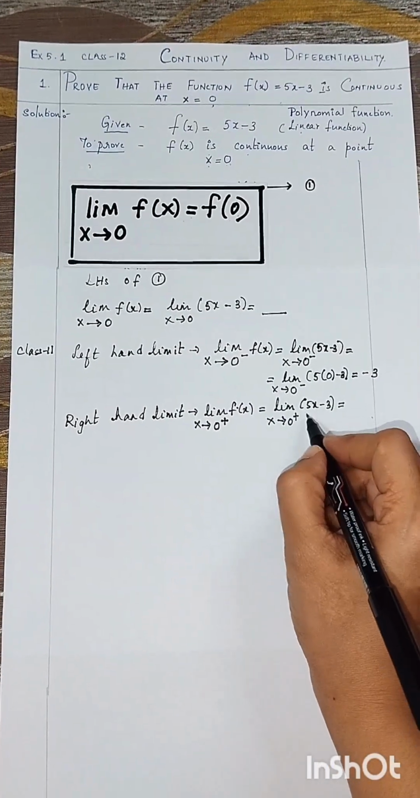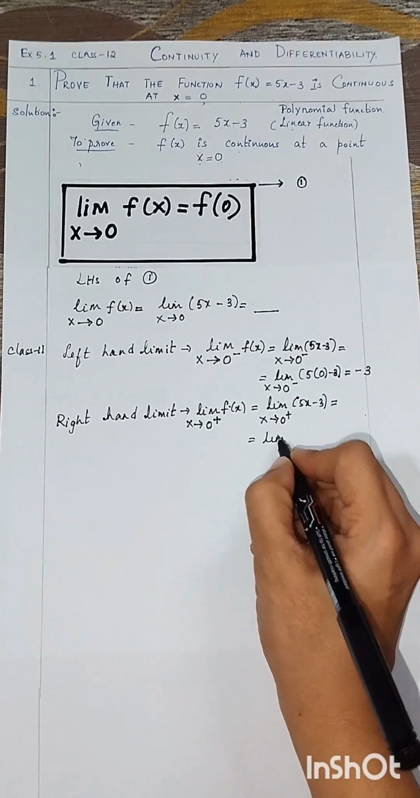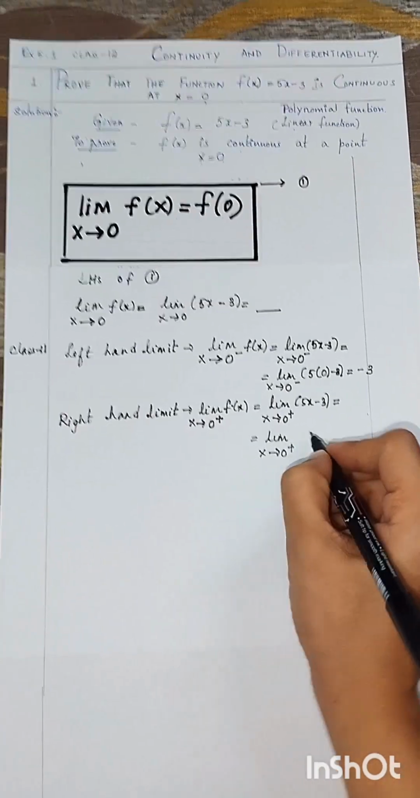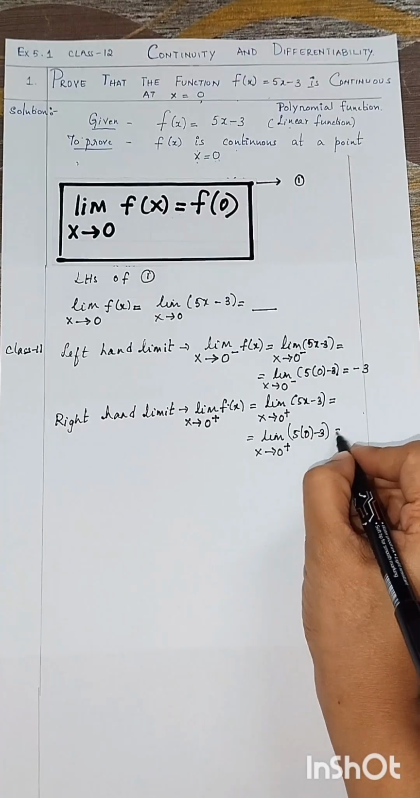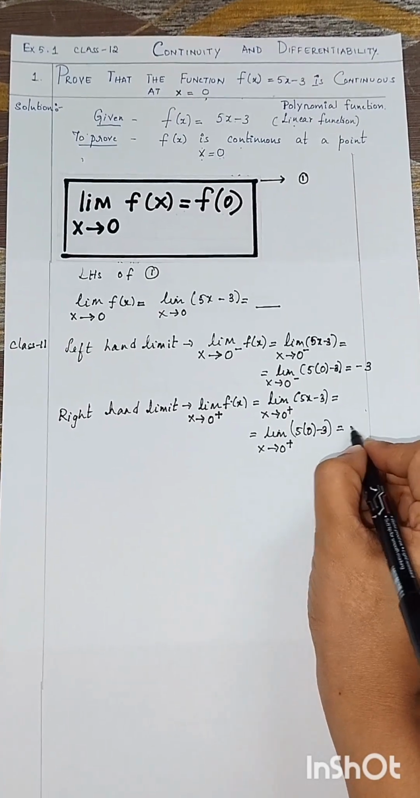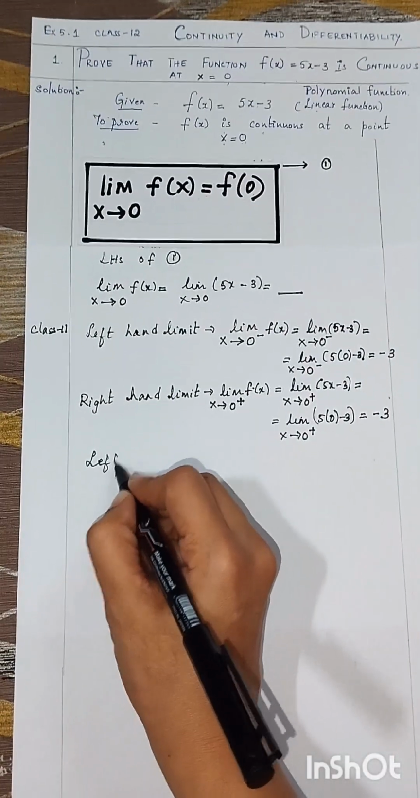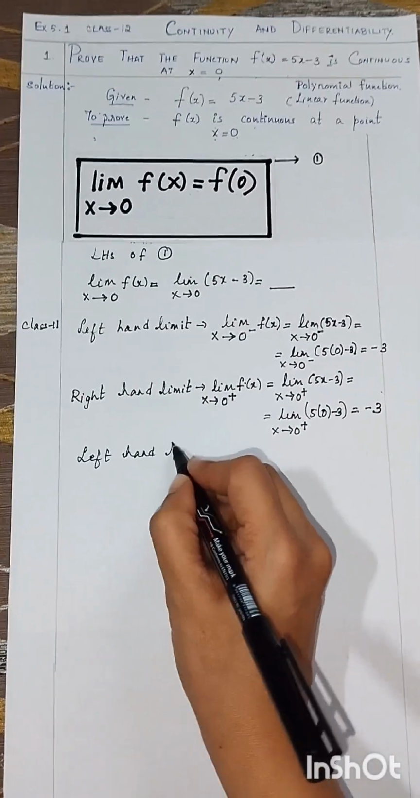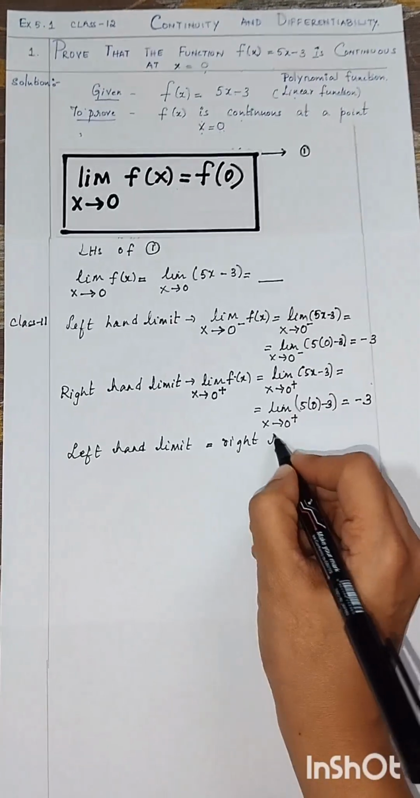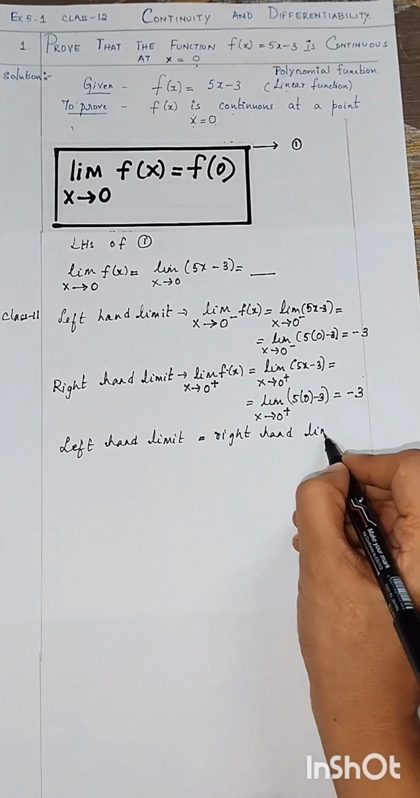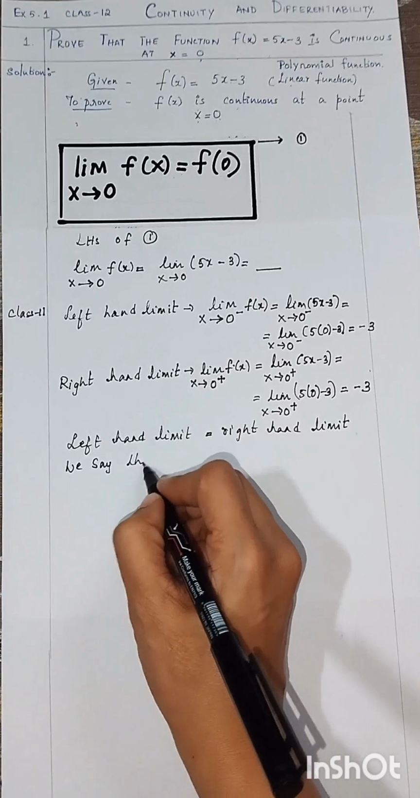Now, this is also a polynomial function, the same function. So directly we are going to find out the right hand limit. So at 0 plus it is equal to 5 times 0 minus 3. Now this is equal to 5 times 0 is 0, 0 minus 3 is minus 3. So when the left hand limit is equal to the right hand limit, we say that the limit exists.